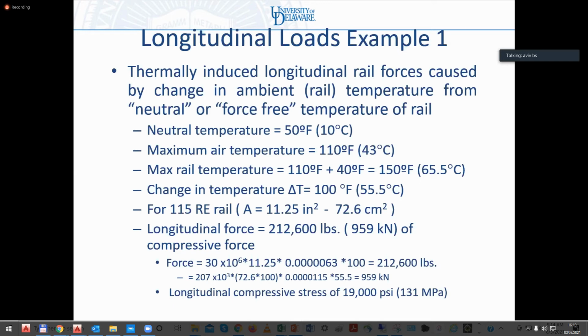Oh, yes, because if you're using 207 times 10 cubed, that's in millimeters. So you've got to convert back to millimeters. That's correct. Good catch.